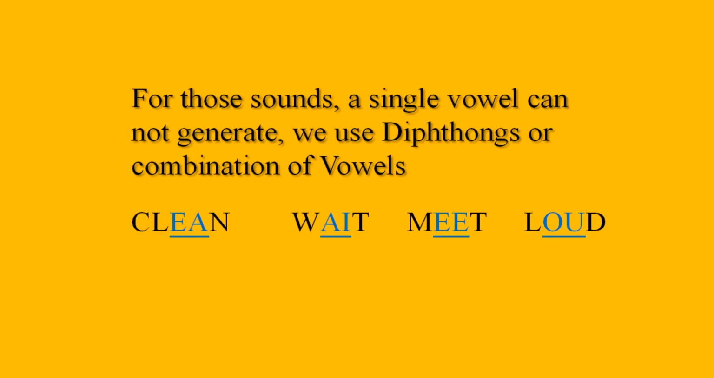For those sounds that a single vowel cannot generate, we use diphthongs or combinations of vowels. As you see here, EA in clean generates E, and AI generates A. EE generates E, and OU generates OW.